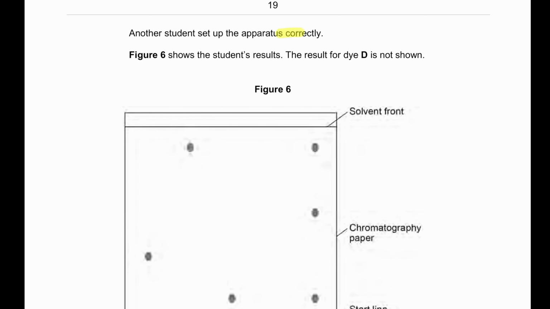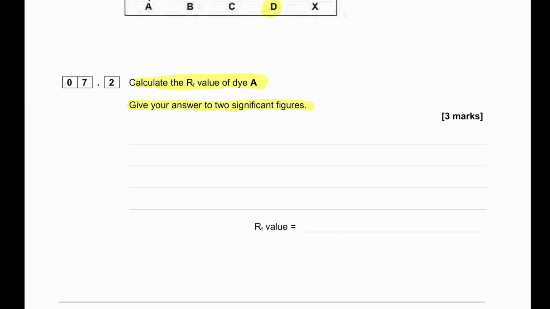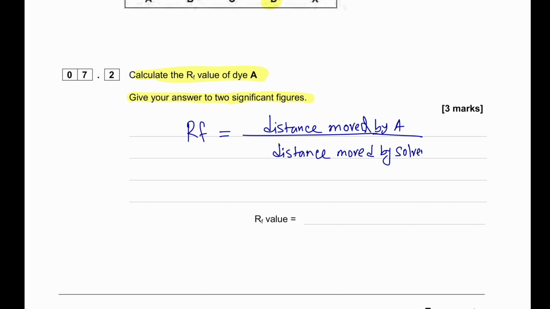Another student set up the apparatus correctly. Figure 6 shows the student's result. The result for dye D is not shown. Calculate the Rf value of dye A. Give your result to two significant figures. To calculate the Rf value of dye A, two measurements need to be done. One, we need to measure from the start line to the middle of the spot. And second, we need to measure from the start line to the solvent front. Then we need to calculate the Rf value by using the formula: distance traveled by the solute divided by the distance traveled by the solvent.